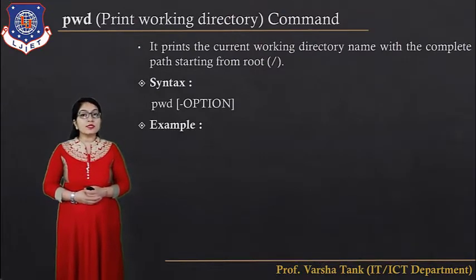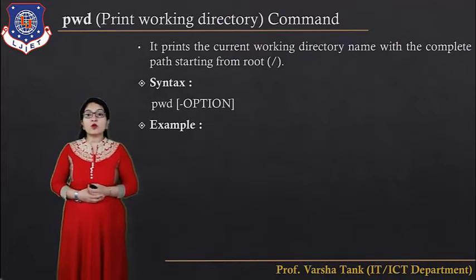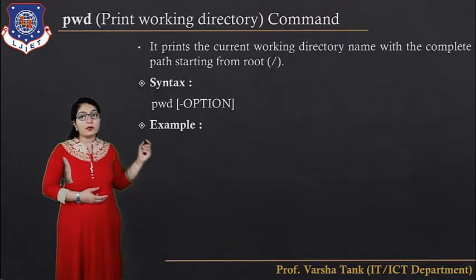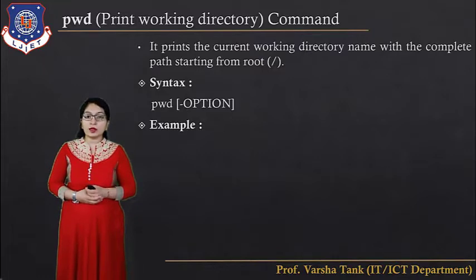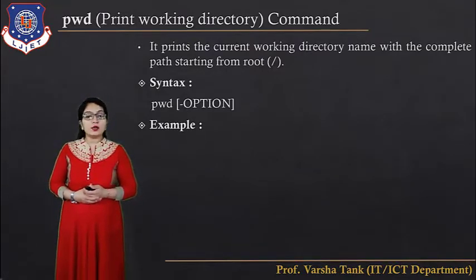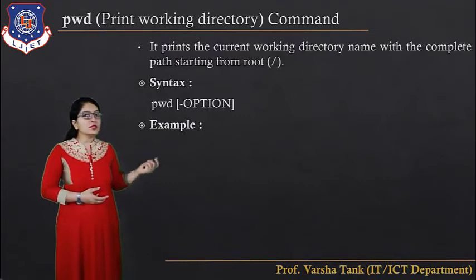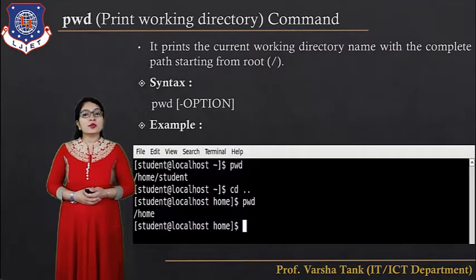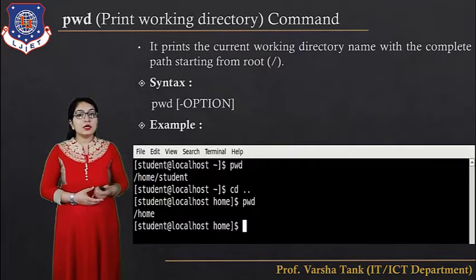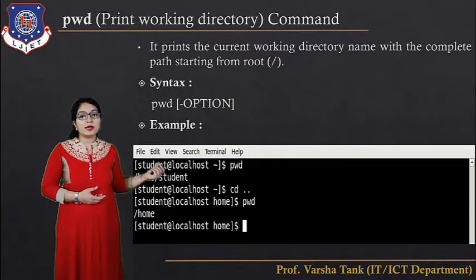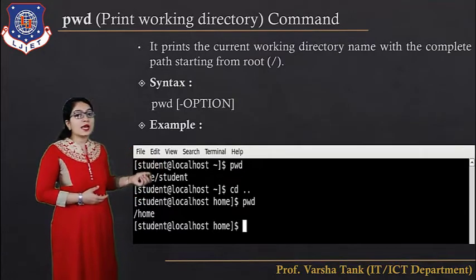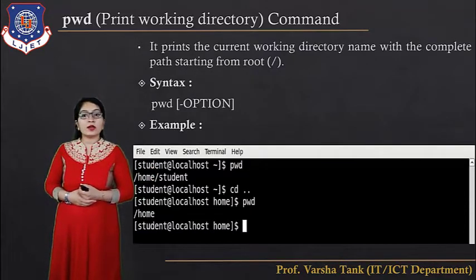Okay, so the first one is PWD. PWD means the print working directory command. This PWD command will print the current working directory name with the complete path starting from the root directory. As an example, you just write PWD. So here you can see we have used PWD. It will print the current working directory with the home root directory. So here /home student. So the current working directory is this.